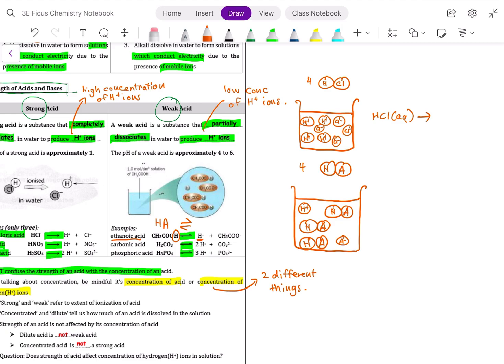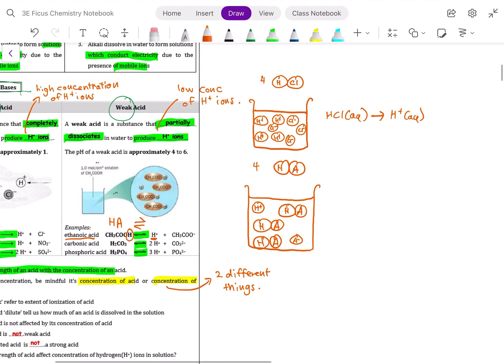I'm going to tell you a bit ahead of time the units for concentration. So I have 1 mole per dm cube. 1 mole per dm cube is the units. You don't care what exactly it means at this point of time, just treat it like any other units. I will have 1 mole per dm cube for the concentration of my H plus ions. This one is my concentration of acid.